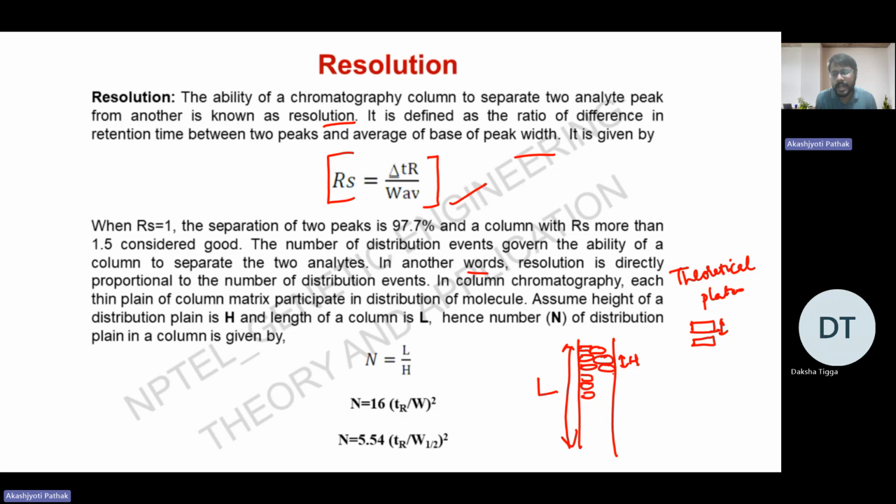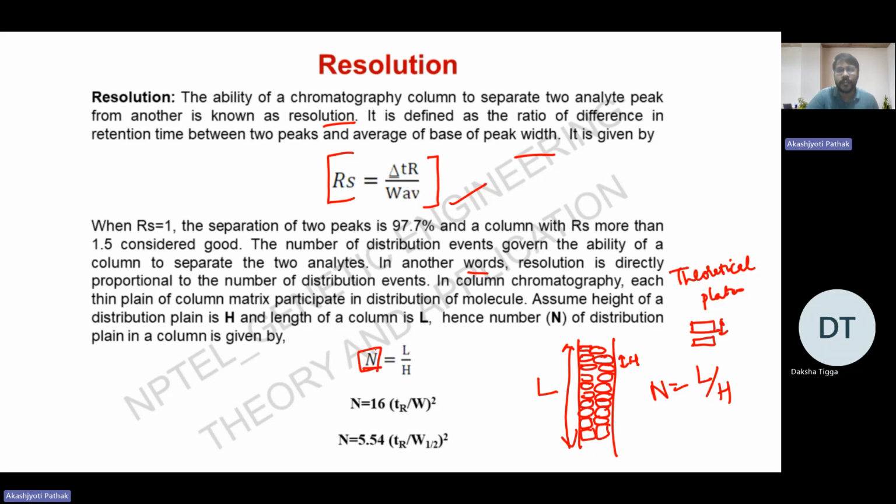So how will you calculate how many theoretical plates are present in the column? This is actually a concept. If you imagine that there are several theoretical plates packed inside this column, then the number of theoretical plates will be L by h, isn't it? The length of the column divided by the height of each theoretical plate, that will be n. Now this n, the number of theoretical plates, basically determines the resolution of the column. So these are different parameters which are used to define the resolution of a column.